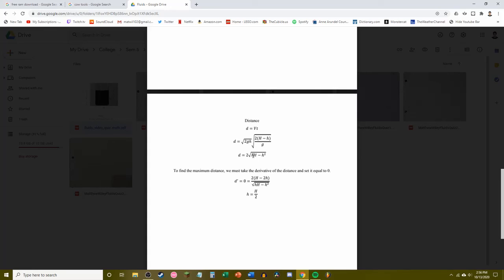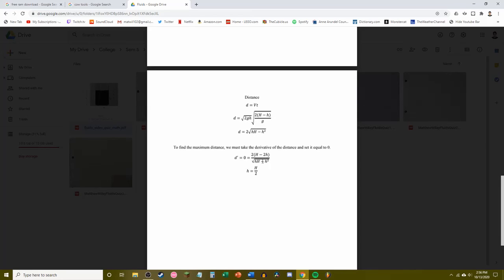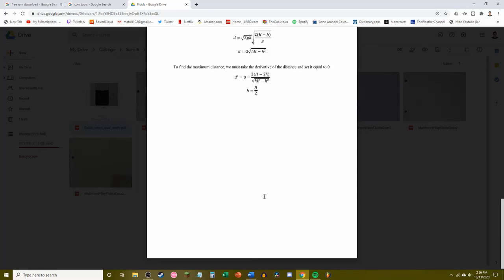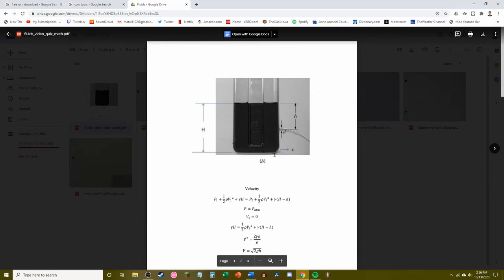So we take the derivative of the distance term in terms of little h, and we end up with this formula here. We can multiply out this bottom term, and when you solve for little h, you end up with big H over 2. So the maximum the water will travel coming out of the bottle is when little h is half of big H, somewhere in the middle.